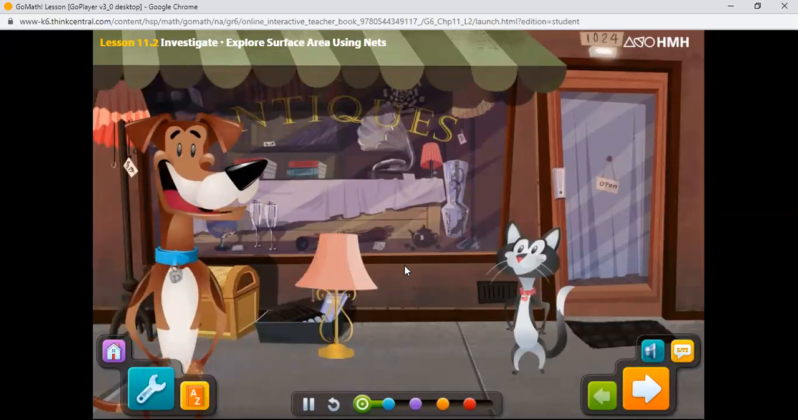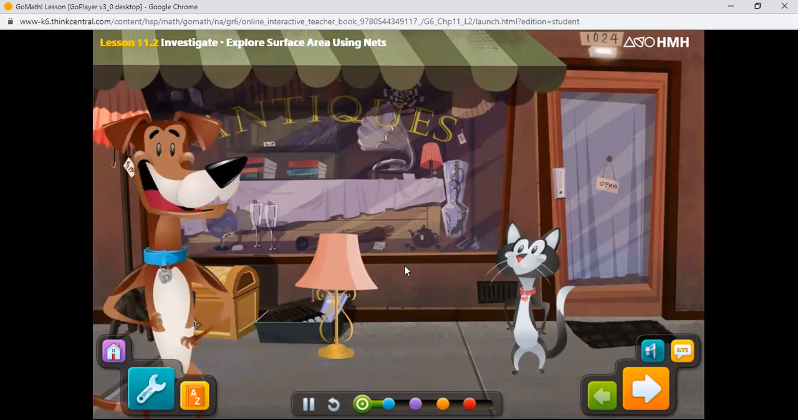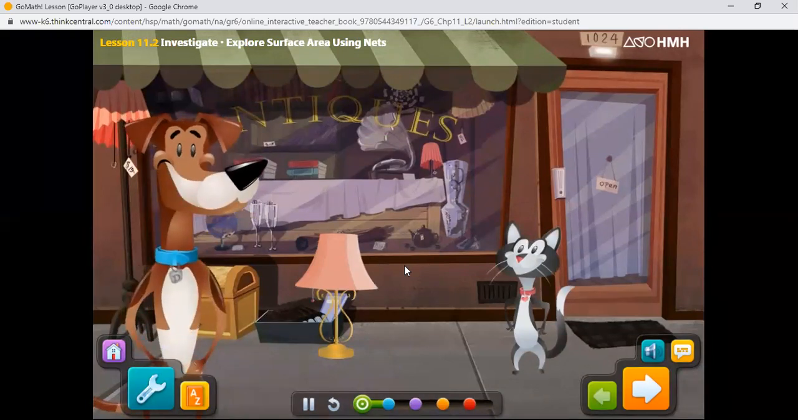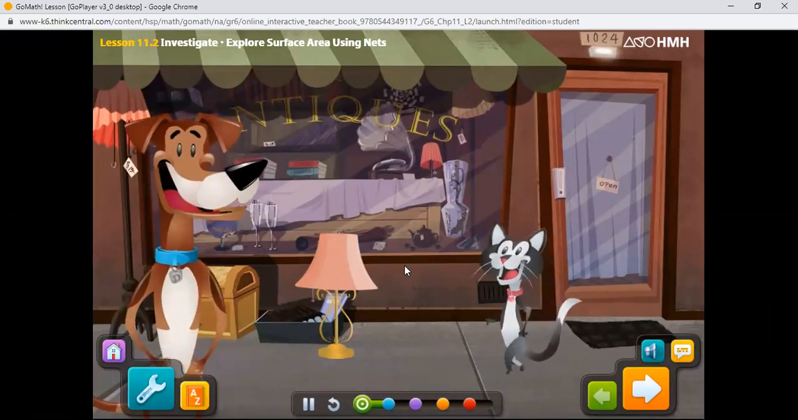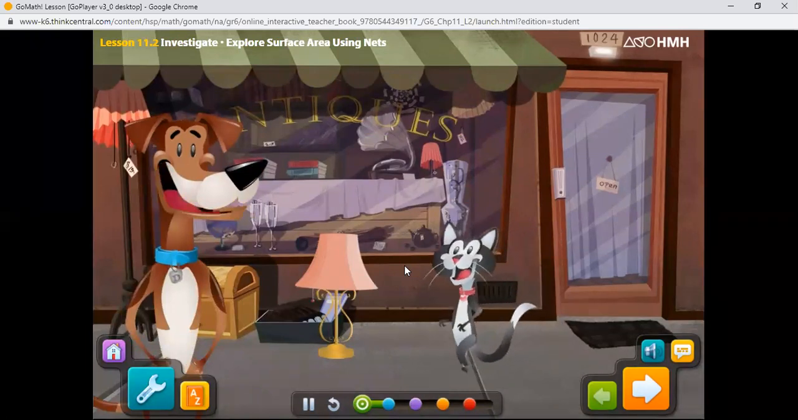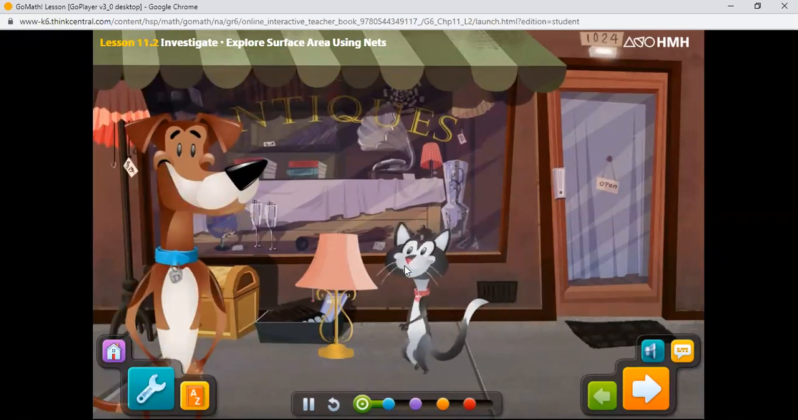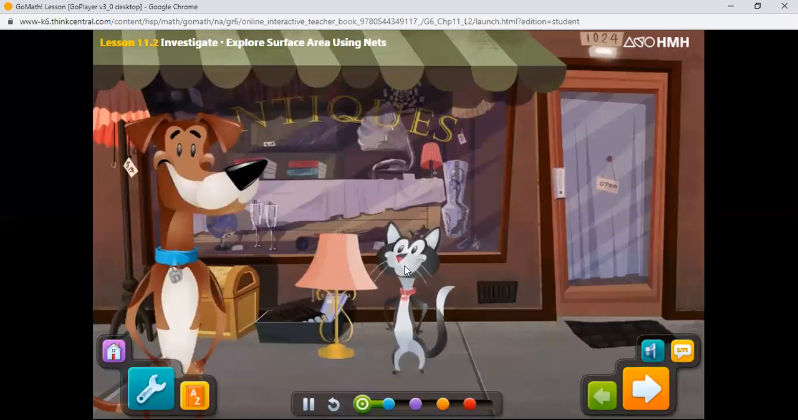Hi, our neighbor Angela Shoppington did some shopping yesterday. She found a great gift for her father. She bought him this cool antique lamp. Angela is going to put the present in a box. Then she's going to wrap it. Check out the lamp to see the box.